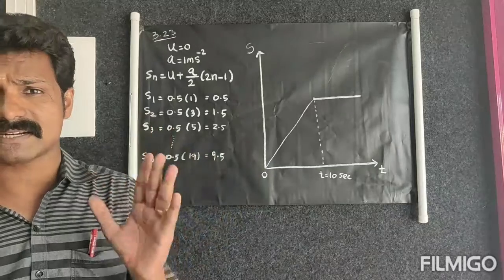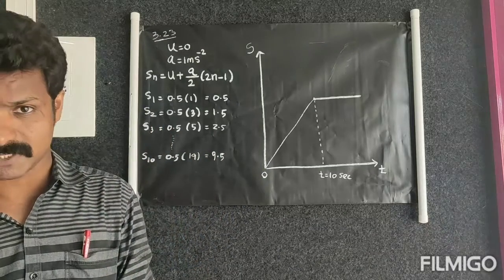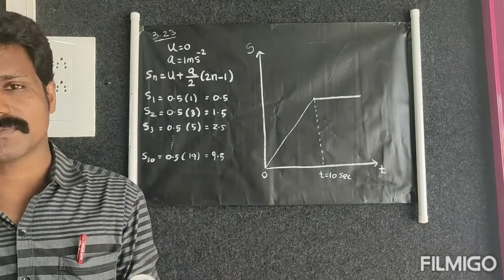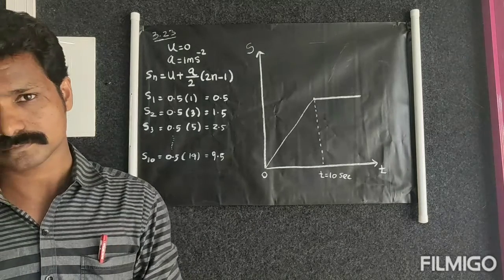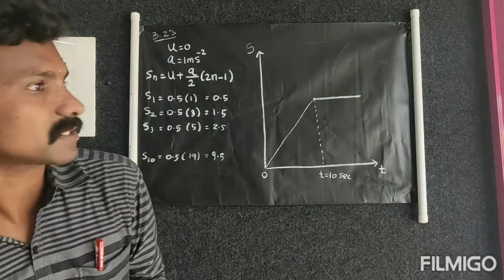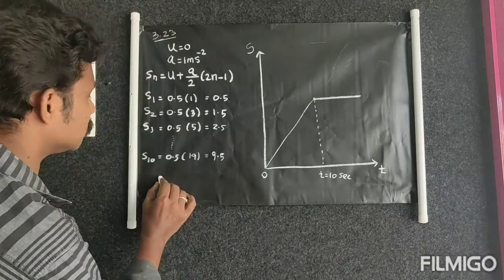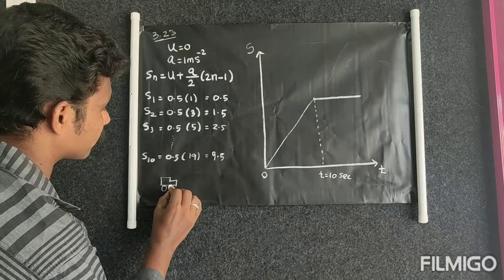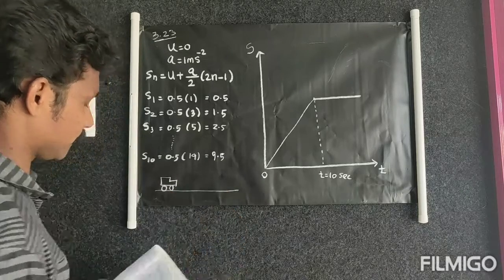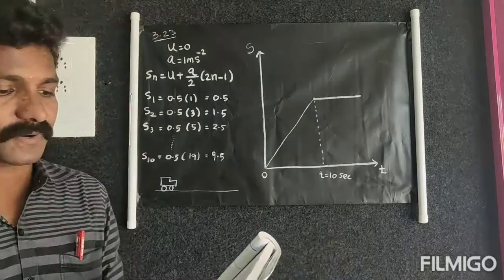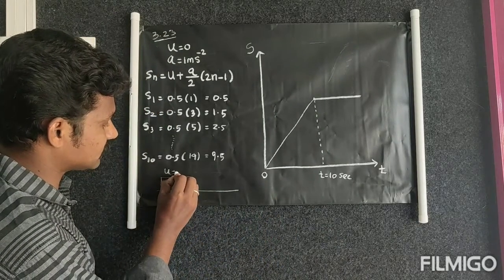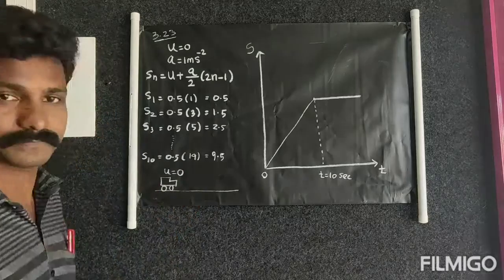Actually this is an additional exercise question, 3.23. A three-wheeler starts from rest. It is like an auto. A three-wheeler starts from rest. So what is the meaning of starting from rest? Here the initial velocity is 0.